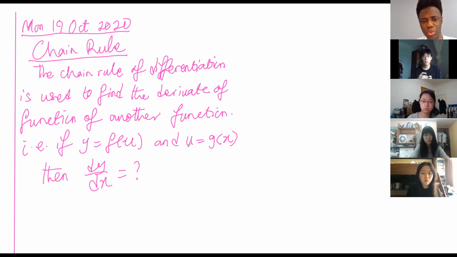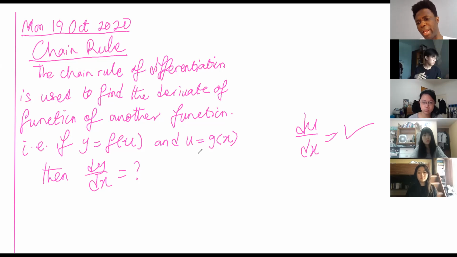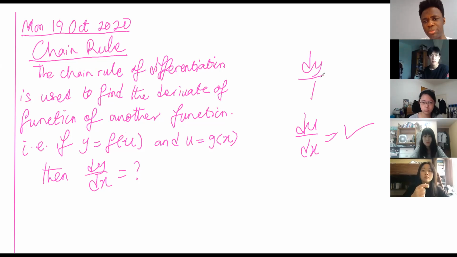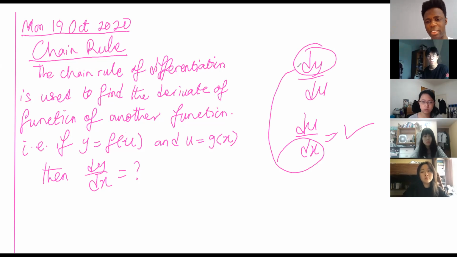Then from u in terms of x, you can find du dx. Du dx means differentiate u with respect to x. Of course, this is possible because u is in terms of x. And also because y is in terms of u, you can easily find dy du. That's also possible, but we're not interested in that. We're actually interested in dy by dx because y is now a composite function eventually.